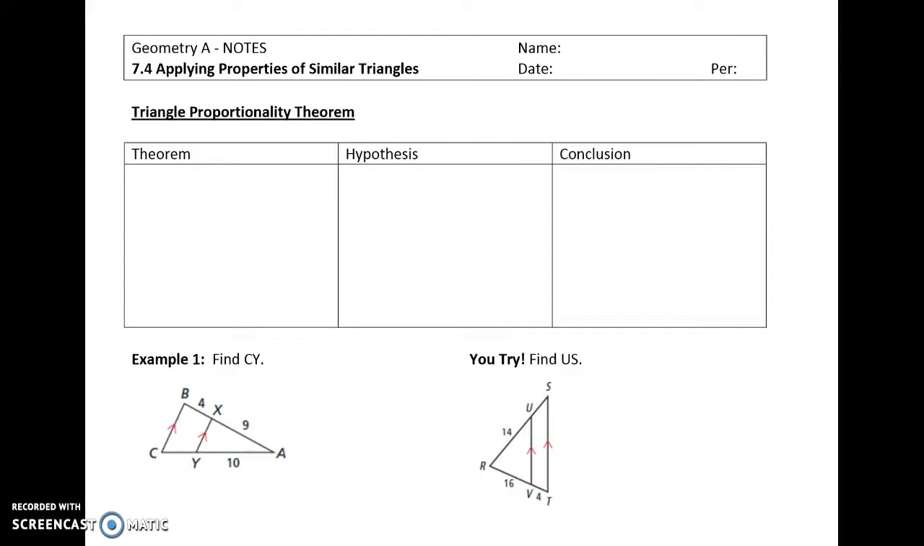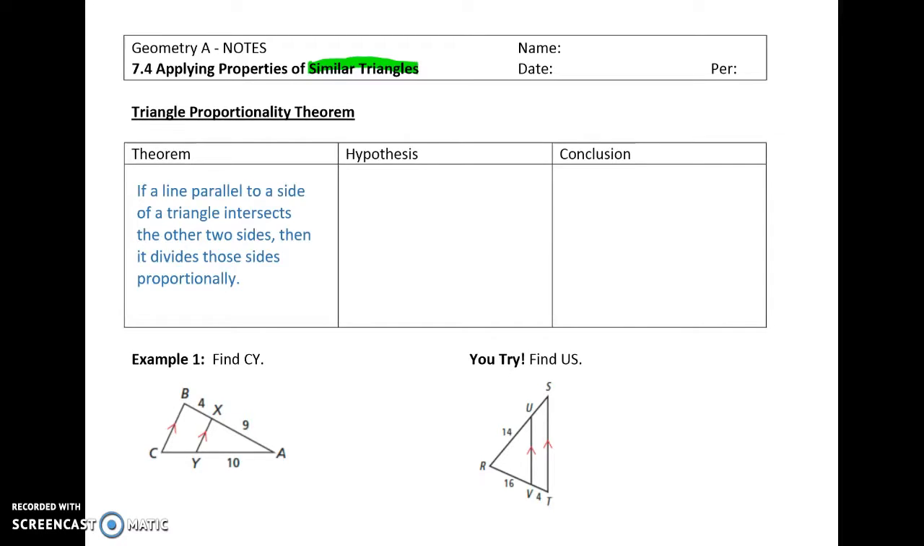Now that we know how to prove triangles are similar, we can talk about some properties of similar triangles. So I just want to highlight this so we all are on the same page here. We're dealing with similar triangles, so we need to know triangles are similar before any of these theorems and properties work. So first we're going to talk about our triangle proportionality theorem.